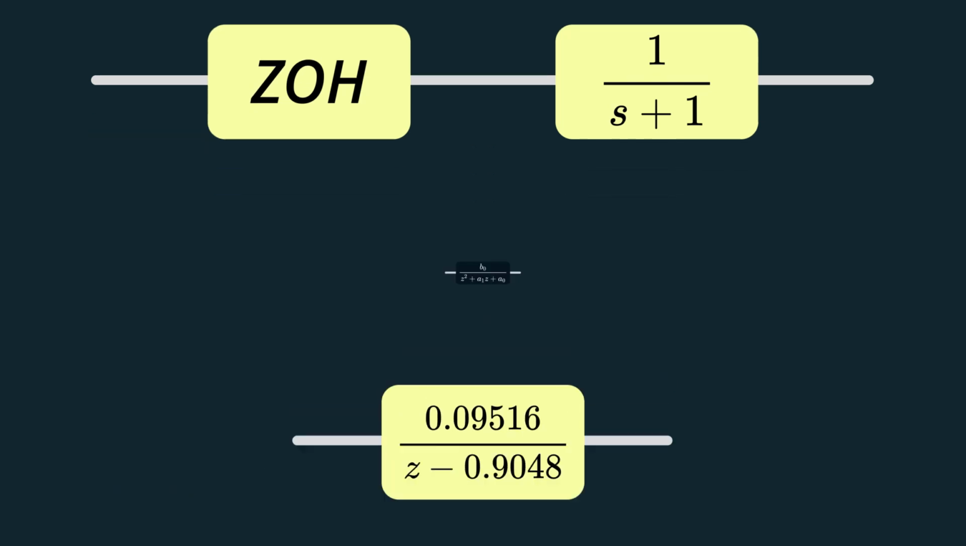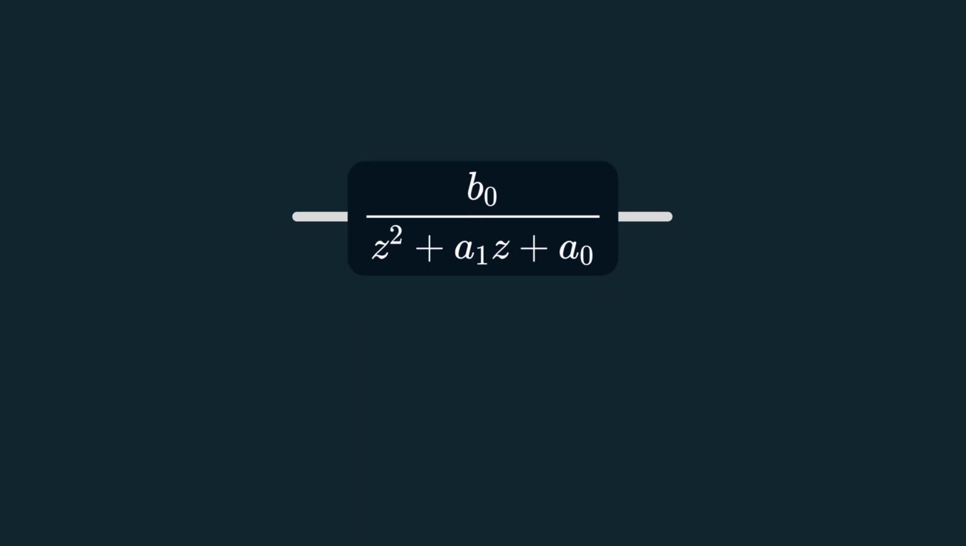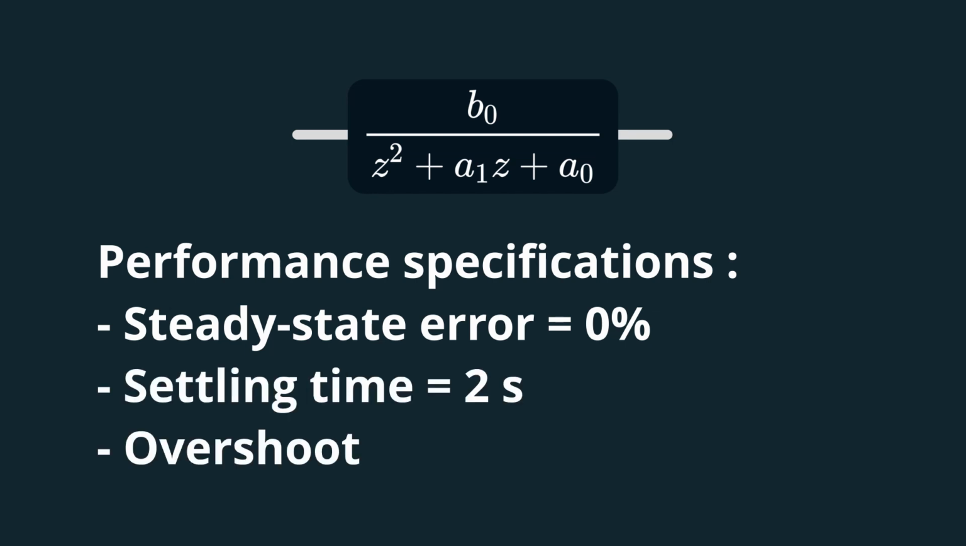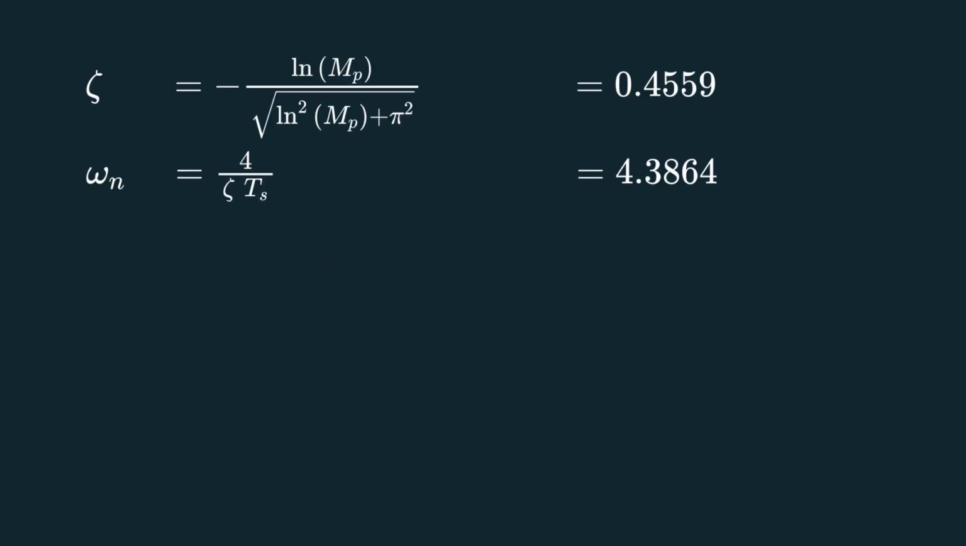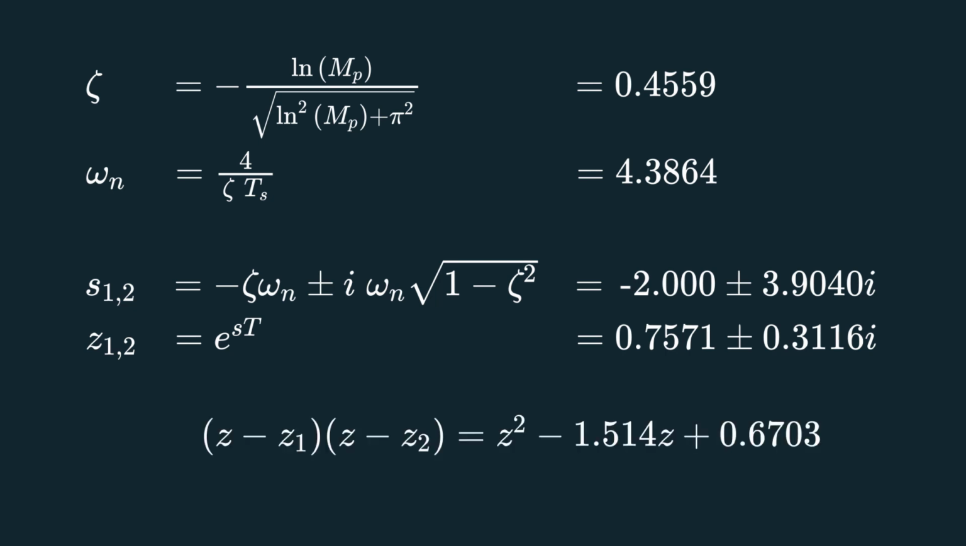The next step is to find the second-order closed-loop transfer function that satisfies the same specifications set in the previous video. No steady-state error, a settling time of 2 seconds, and an overshoot that does not exceed 20%. The latter two can be linked to the damping ratio and the natural frequency, then to the required pole positions in the S domain, which in turn are mapped into the Z plane. As these are the roots of the characteristic equation, the denominator of the closed-loop transfer function can now be deduced.